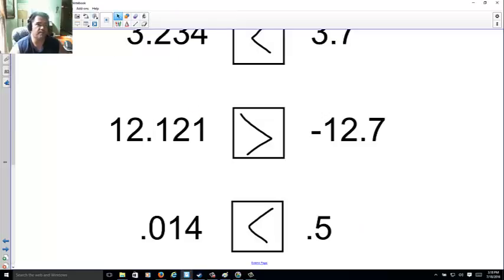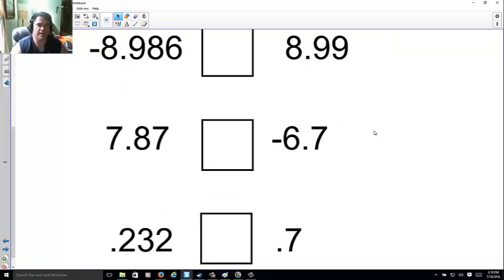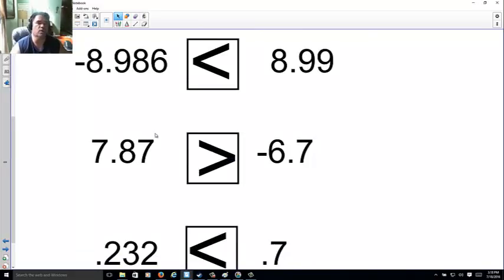Hope you did well. Skills practice 1.3, lesser greater than. So go ahead, take a look. Pause it this time. Let's see how you did. And of course, yes, you can turn in the paper for extra credit. Okay, so less than, greater than, less than. You probably get all 3.